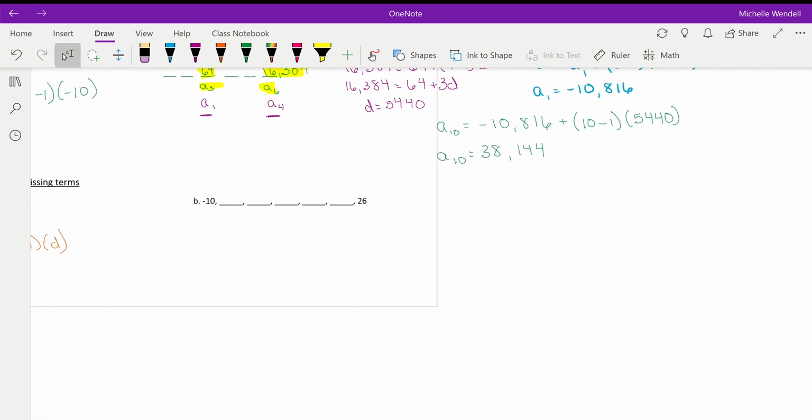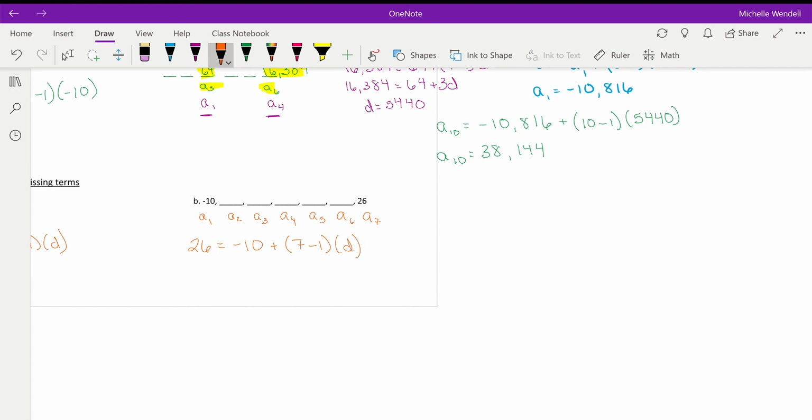For part B, we have quite a few missing terms. But again, if you just label them like I did in part A there, it gets a little easier because you can just use the formula from there. So I know a sub 1 is negative 10, which means this is 2, 3, 4, 5, 6, 7. All right, so I have 26, which is my last term, equals my first term, which is negative 10, plus I have 7 as my n value, minus 1 times d.